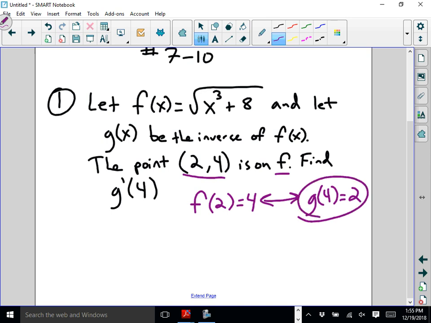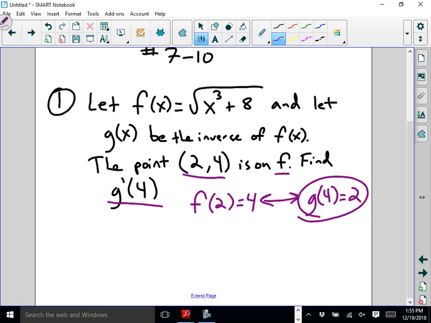So what we know is that g prime of 4 is simply the inverse of f prime of 2. So obviously we need to find the derivative of f here. But then when I find f prime, I'm actually plugging in 2. Please don't plug in 4. That will be going down the wrong path. We don't want to do that, right?